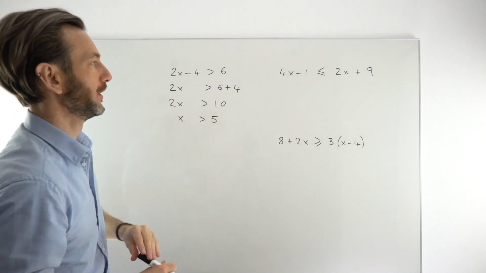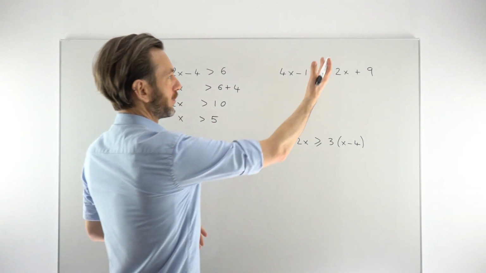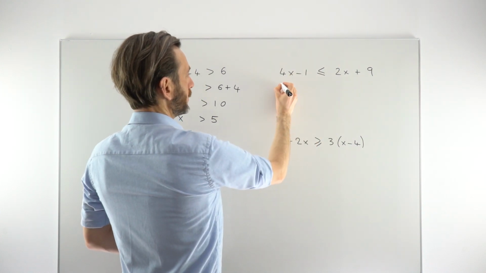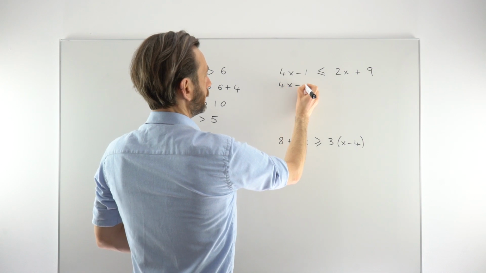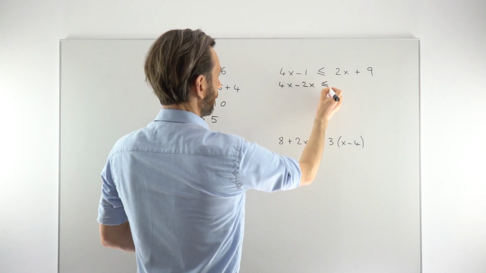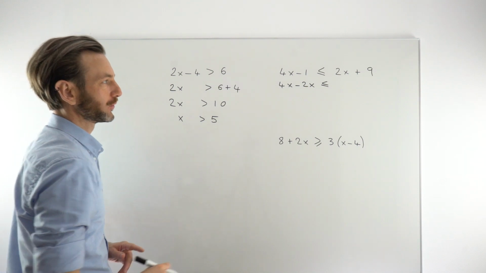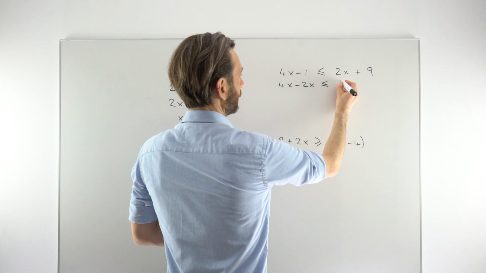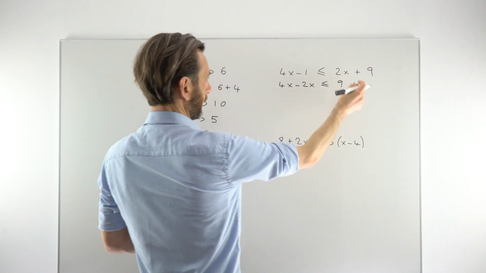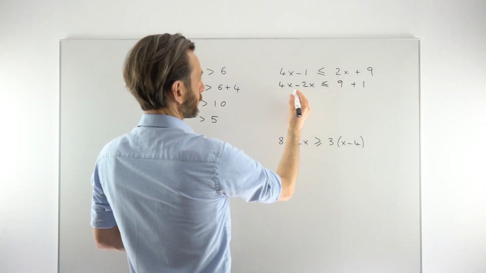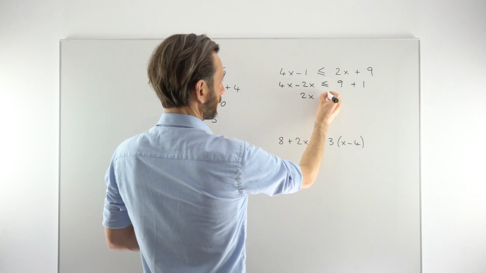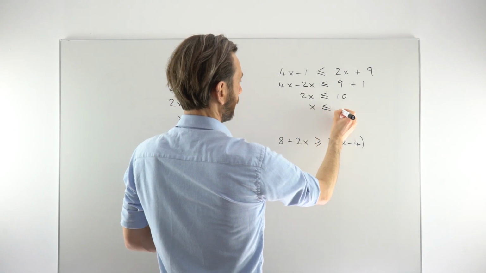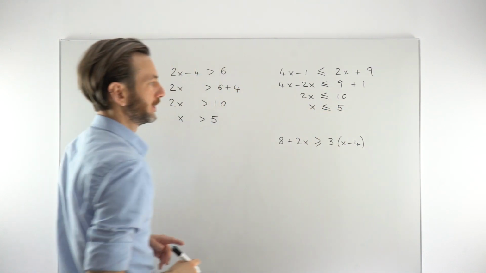We'll move up to these more challenging ones, but it's just the same idea. We're going to gather all the x's on the left here and the numbers on the right. So taking the 2x over, we would get 4x minus 2x is less than or equal to, so a different symbol this time, but just pulling that symbol all the way down. 9 plus 1, so changing the -1 to a +1. 4x minus 2x is going to leave us with 2x is less than or equal to 10. Dividing both sides by 2, x is less than or equal to 5.